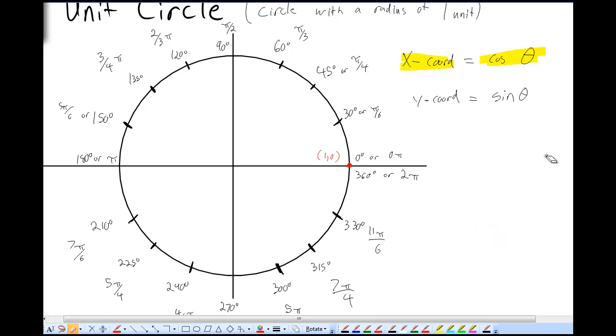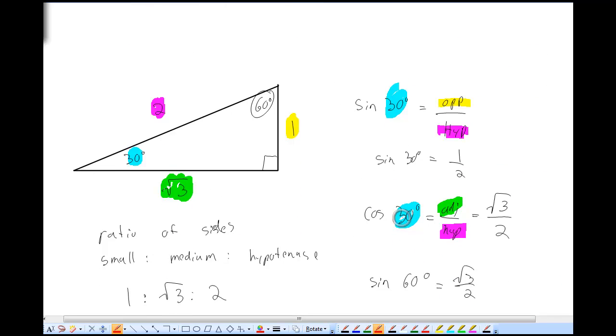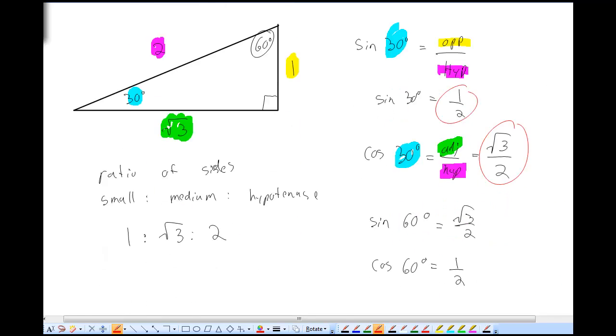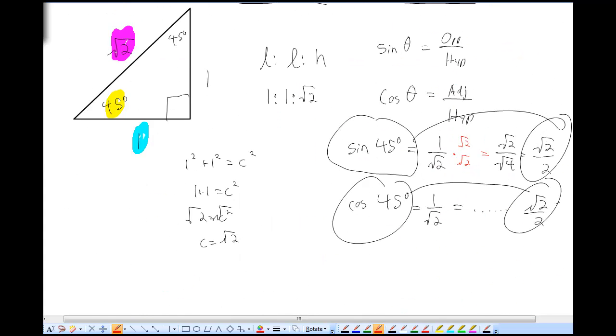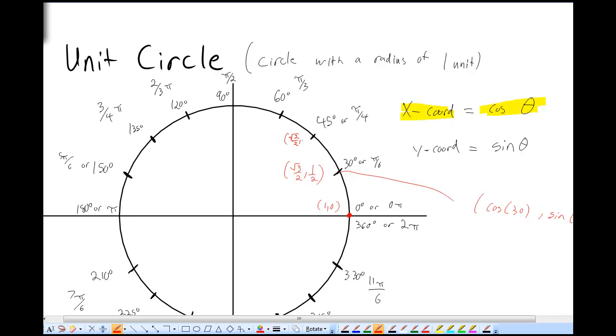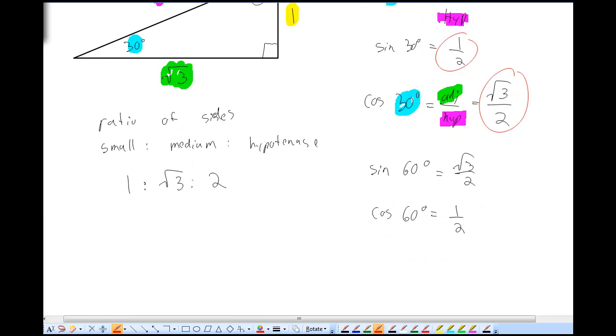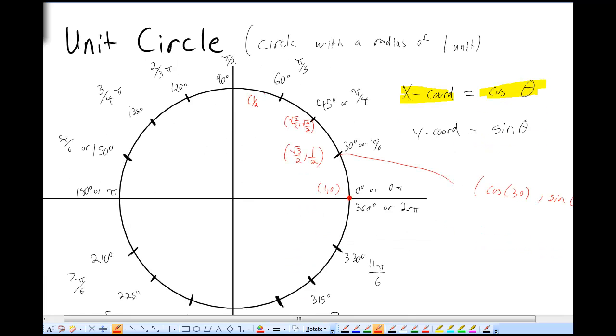For 30 degrees, our x-coordinate is cosine of 30 degrees. Our y-coordinate is sine of 30 degrees. You can recall up here, cosine of 30 degrees is square root of 3 over 2, and sine of 30 degrees is 1/2. So you get square root of 3 over 2 as your x-coordinate, 1/2 as your y-coordinate. For 45 degrees, both sine and cosine had values of square root of 2 over 2, so those coordinates are square root of 2 over 2 and square root of 2 over 2. And for 60 degrees, remember, it trades places with 30 degrees, so you get 1/2, square root of 3 over 2.